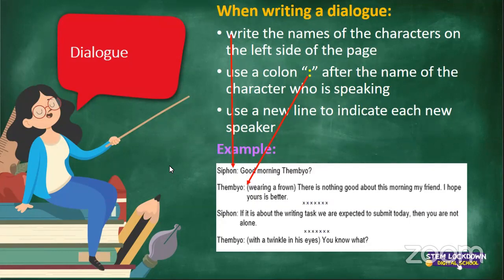page. And whenever a new speaker is speaking, we skip a line. Those crosses there in between conversations between Tembio and Siphon indicate that a line has been skipped. Are we all on par? Awesome.